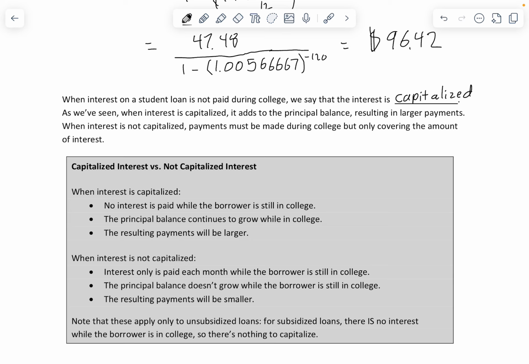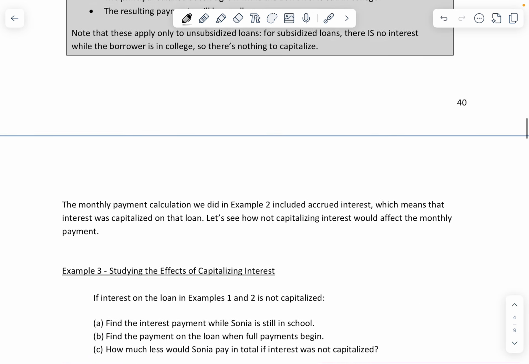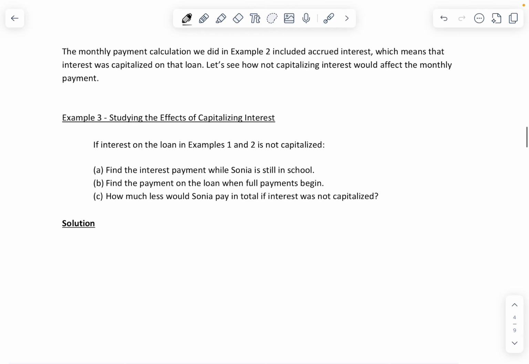So note that these apply only to unsubsidized loans. For subsidized loans, there is no interest while the borrower is in college because the government just covers that amount. So there's nothing to capitalize. So these concepts only apply to unsubsidized loans. Okay, the monthly payment calculation we did in example 2 included the accrued interest, which means interest was capitalized on that loan. That was an example of a capitalized loan. Let's see how not capitalizing interest would affect the monthly payment.